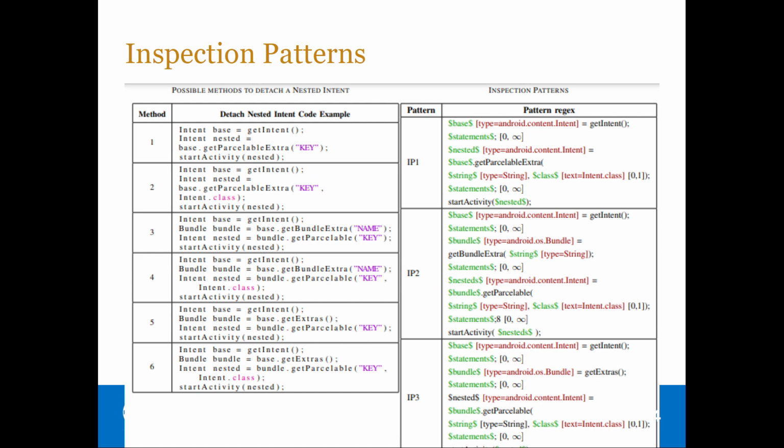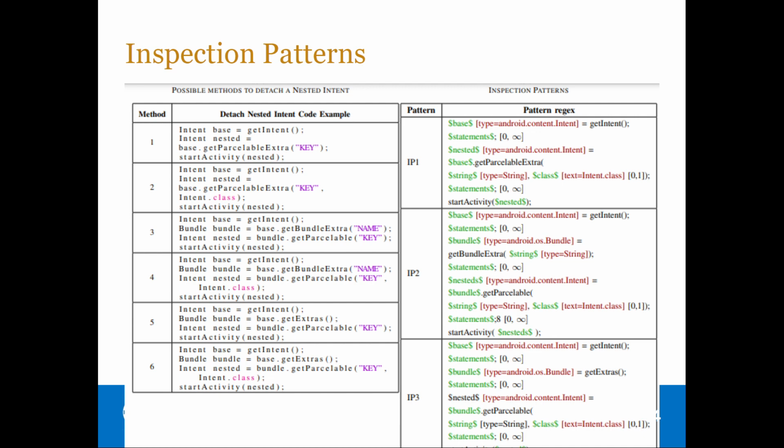So here we analyze the structure and syntax of the methods in order to extract the inspection patterns. And we notice that, as I mentioned before, the first method pair has similar structure and syntax, the same as for the second and third pairs, where the inspection patterns are represented as a regular expression using the regex language to detect nested intent. For example, inspection pattern 1 represents the pattern for the first two methods.